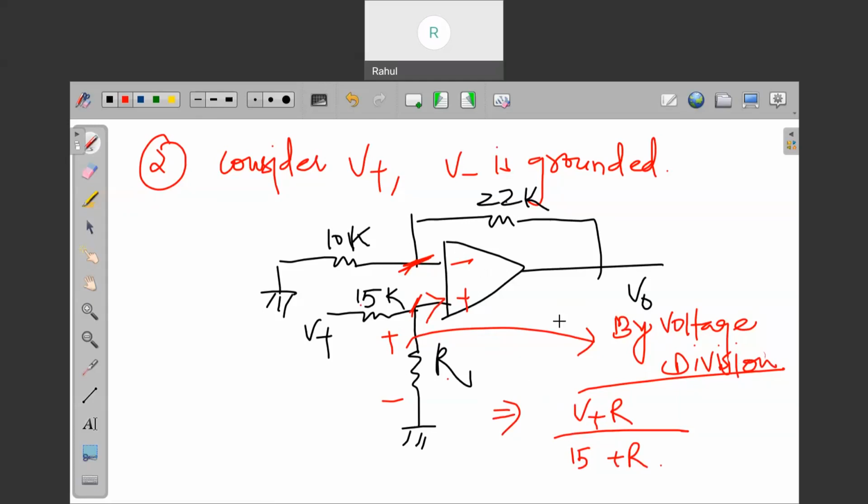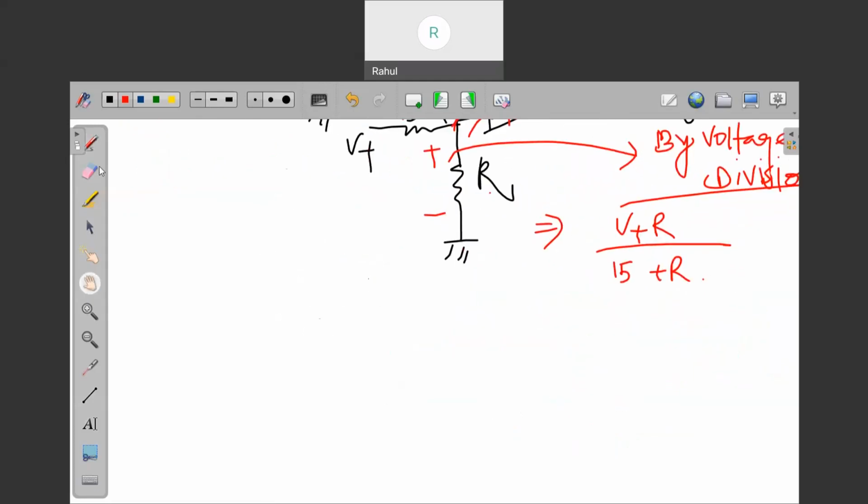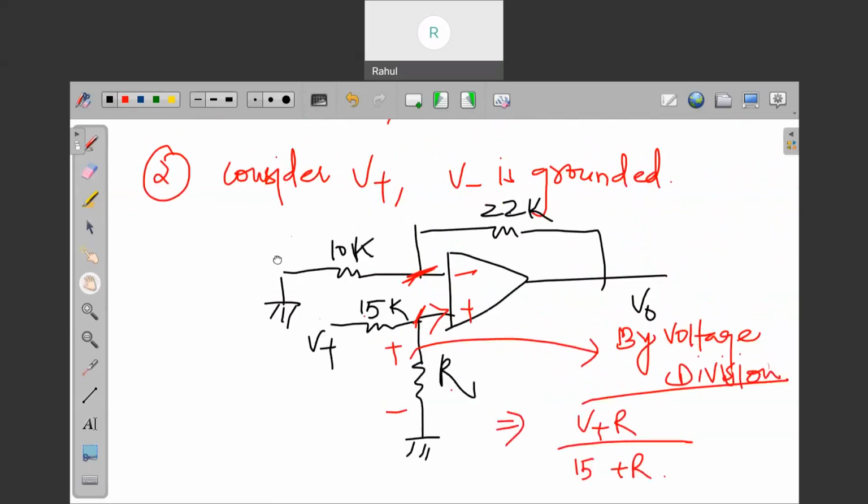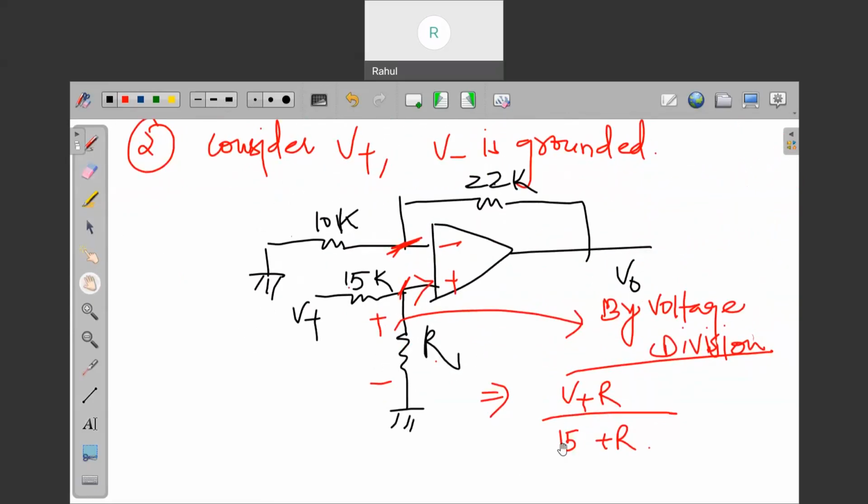And here the total gain you can write now, total gain. So the V naught will be equal to... V naught will be equal to what? Or else you can do it like this. Let me explain here. So this voltage, that is V plus R into upon 15 plus R, is across this.